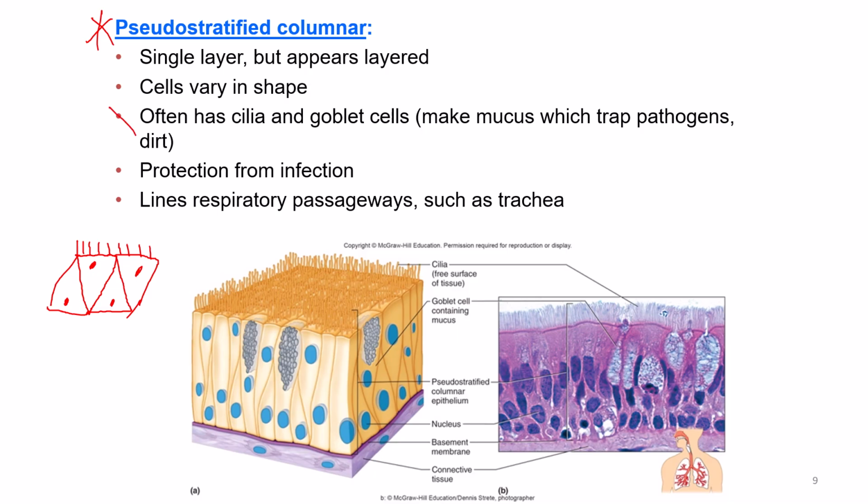Okay, so here, put a star by the third bullet point. Know that this tissue often has cilia and goblet cells. Goblet cells are cells in between these triangular cells. For example, we can see in this picture. Here, goblet cells have a more shiny appearance. But yeah, so know that goblet cells make mucus, and the mucus traps pathogens. And so here, this tissue helps to protect from infection. Know that it lines the respiratory passages, such as trachea. It's also found inside the nose.